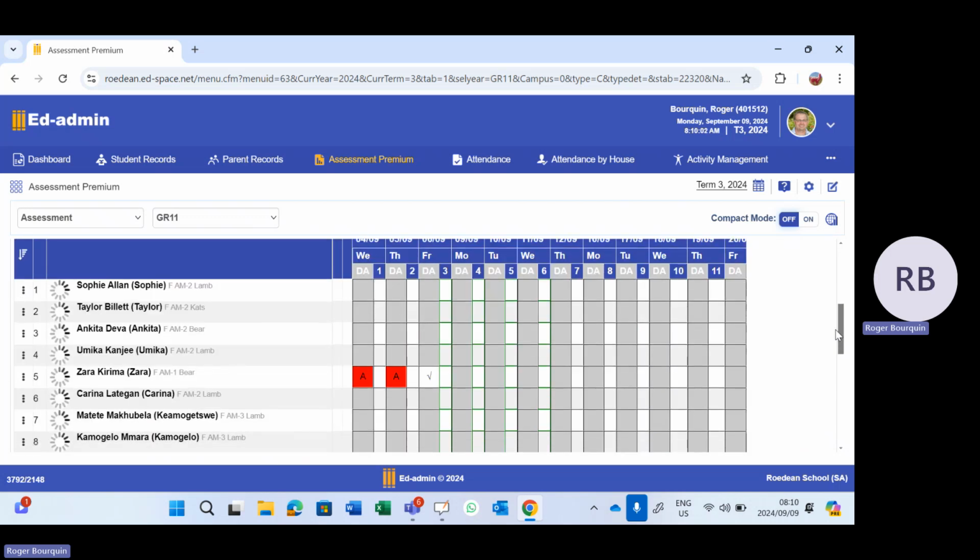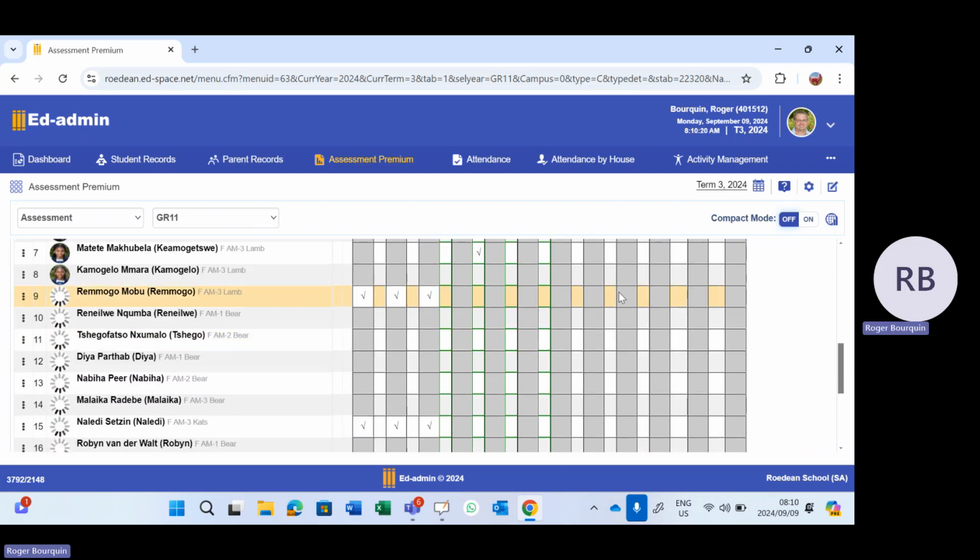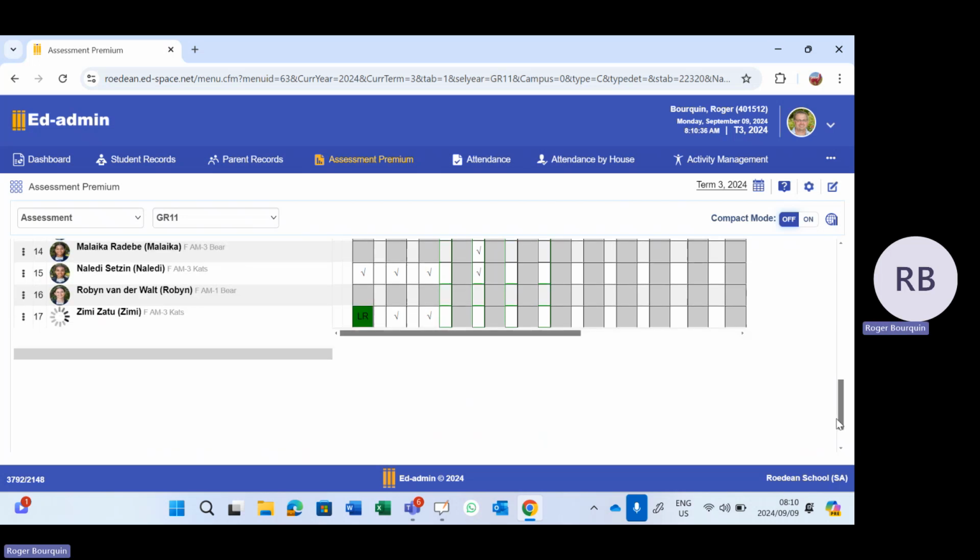Right, let's have a look. Sophie, it's Monday. Sophie is here. Ella is here. Ankita is here. Am is here. Zara's here. Karina is here. Picanto is here. Camo is here. Remo's here. Renee is here. Circle's here. D is here. Nabi is here. Malika and the lady. And Tweet is here. And Zumi is here. Okay.